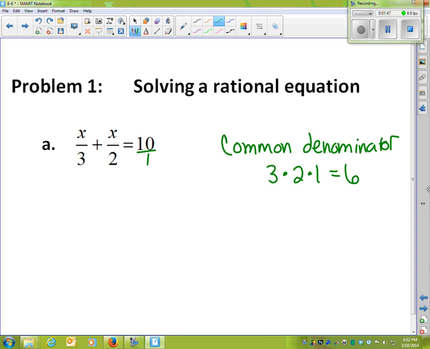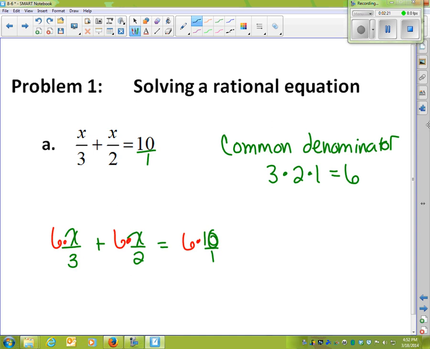I want to get rid of that denominator. And to do that, multiply all numerators by 6. And when I say all, I mean even the one that's on the right. So I take 6 times x over 3 plus 6 times x over 2 equals 6 times 10. Don't forget this last one. What you do to one side of the equation, you have to do to the other.